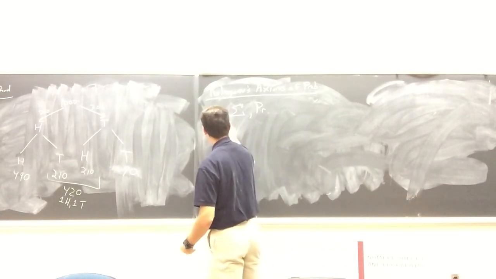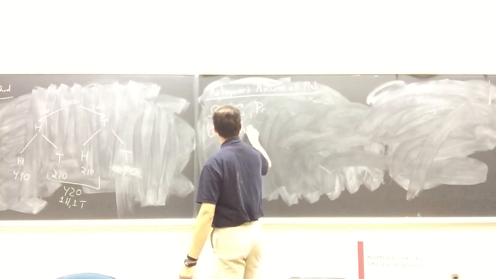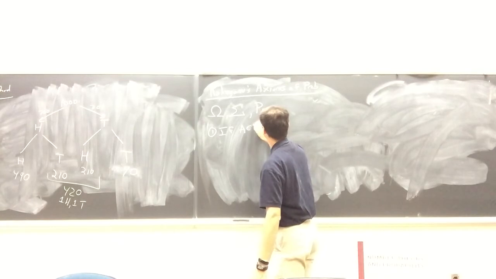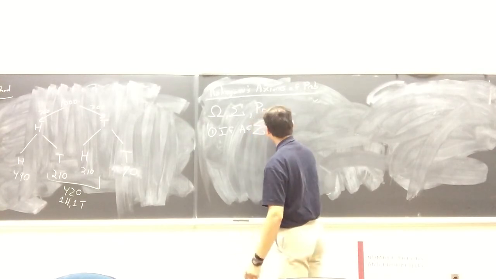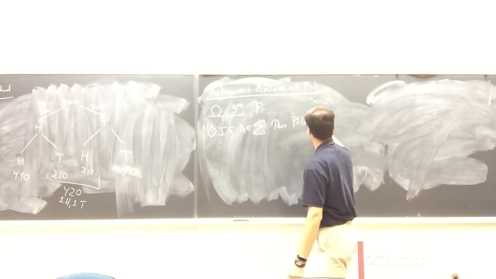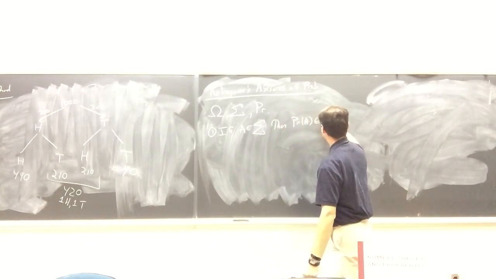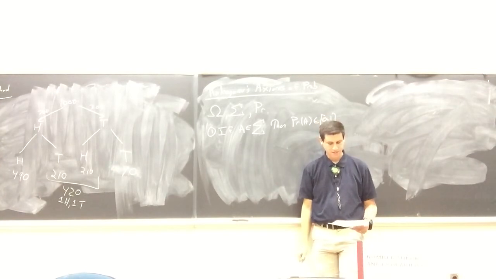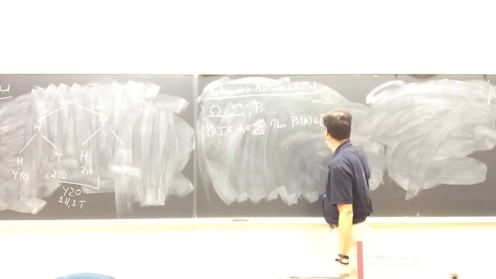The first is, if A is in our sigma algebra, that's a Sigma, then the probability of A is in the interval [0, 1], and it exists.